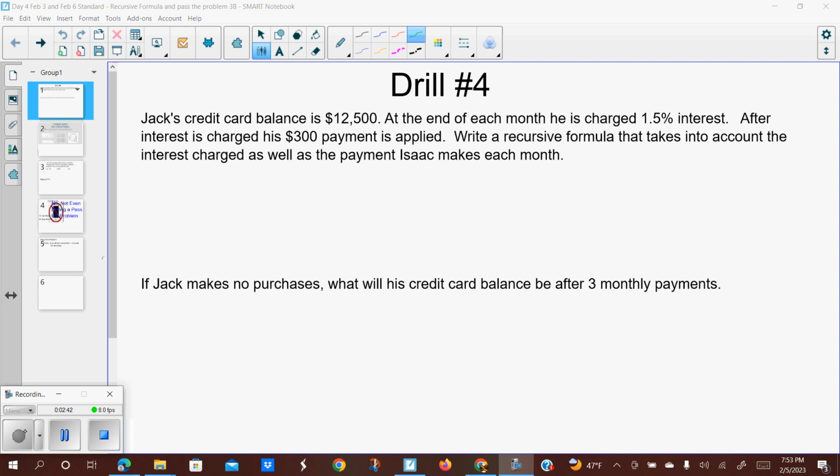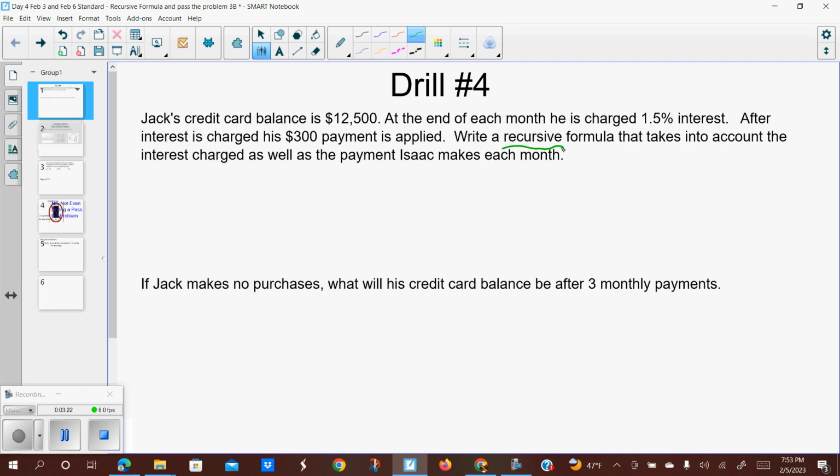So after that 1 month, the credit card charges you 1.5% interest, so they're adding money to the amount that you owe. And then after that interest is charged, you make a payment, so I'm going to make a $300 payment and apply that to the credit card, and then we're going to be able to see what your balance is. So it says we're supposed to write a recursive formula that takes into account the interest charge as well as the payment that Jack makes each month on his credit card.